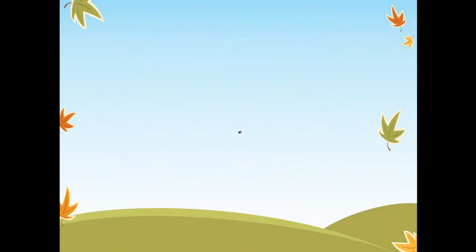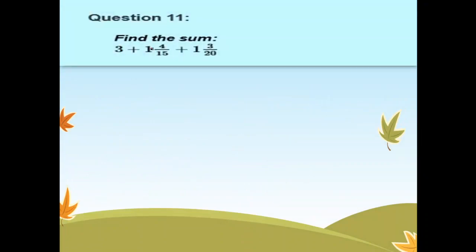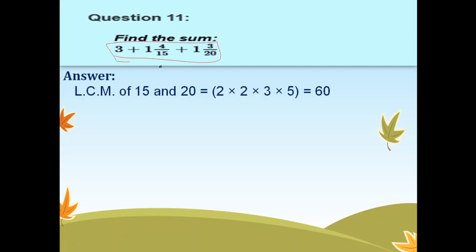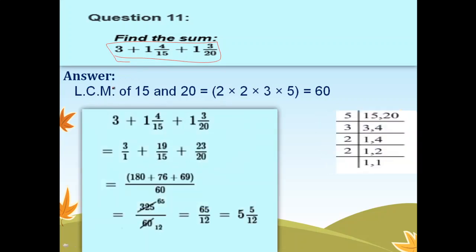See next solution. Here find the sum. Here 3 fractions are there: 3 plus 1 4 upon 15 plus 1 3 upon 20. So firstly we have to convert into improper fractions. Here 3 by 1 we can write the same, and then 19 upon 15, then 23 upon 20. Now after that we have to find the LCM of 15 and 20. Here I will show the LCM.